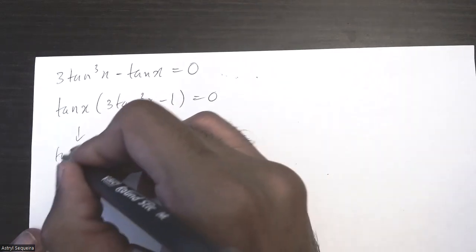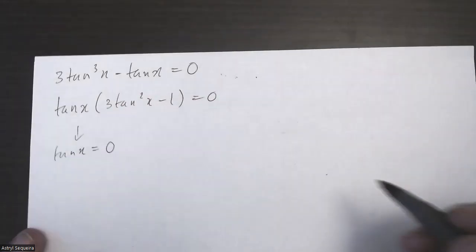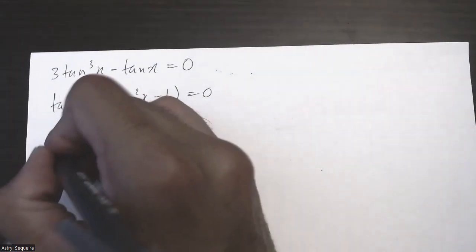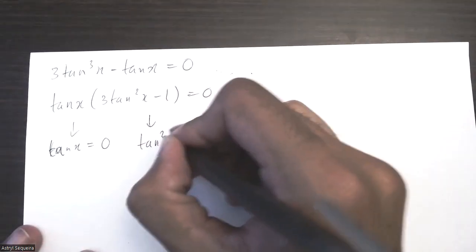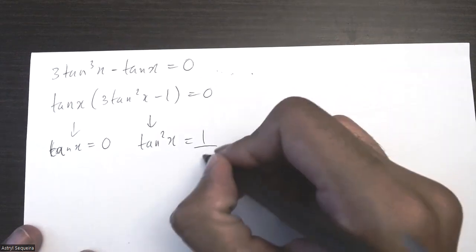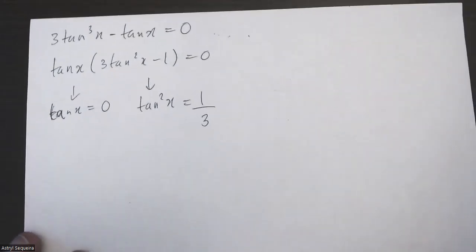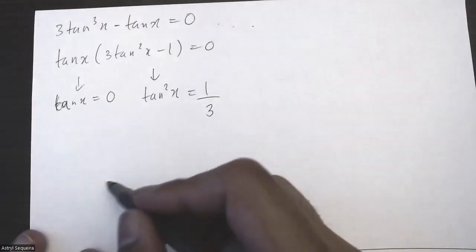So here my solution is tan x equals 0. Over here, my solution is tan squared x equals positive 1 over 3. Let me just solve this one first really quick.